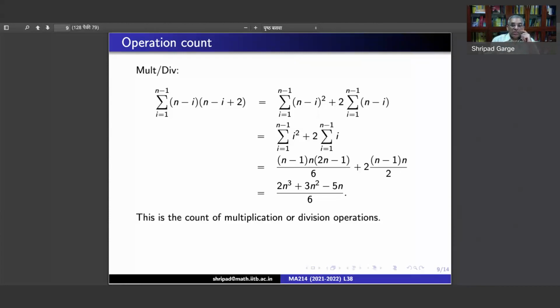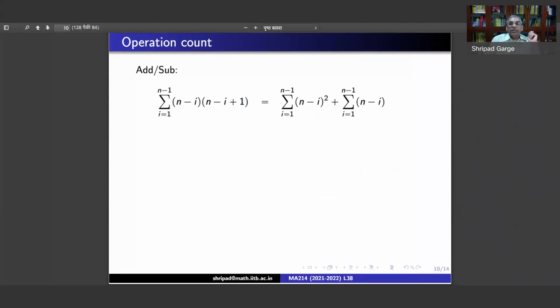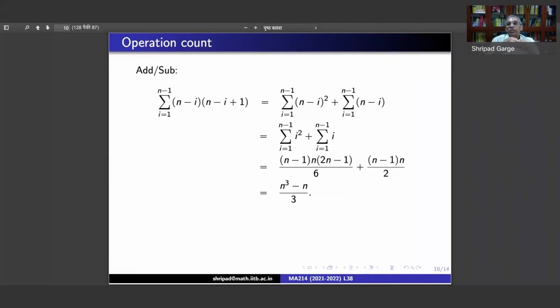Okay, we still have to count the number of additions and subtractions. So for additions or subtractions, that number is given by replacing the 2 by 1. We do it the same way. We separate out (n minus i) square and (n minus i). We again observe that it is just summing i square and summing i. So we get (n minus 1) n (2n minus 1) upon 6 plus (n minus 1) n by 2. It's only going up to i equals n minus 1. And then the final answer is (n cube minus n) upon 3. So this is the count of addition and subtraction operations.